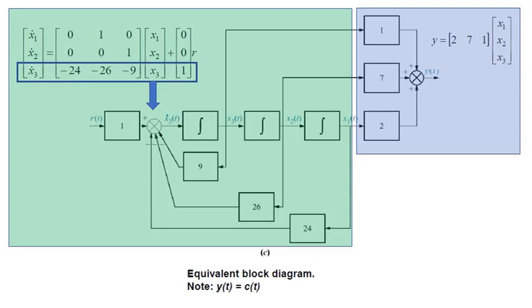Since we have obtained the state equation and output equation, the next step is to draw the schematic diagram. Similar to the example in the previous video, the green part represents the state equation, while the blue part represents the output equation, where it is the summation of 2x1 plus 7x2 and 1x3.